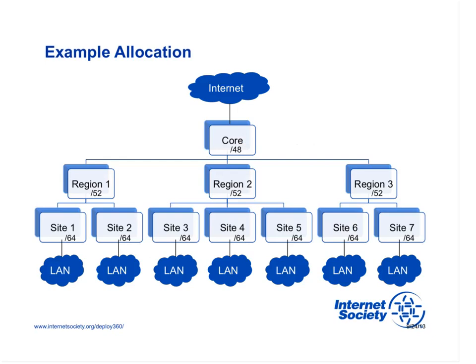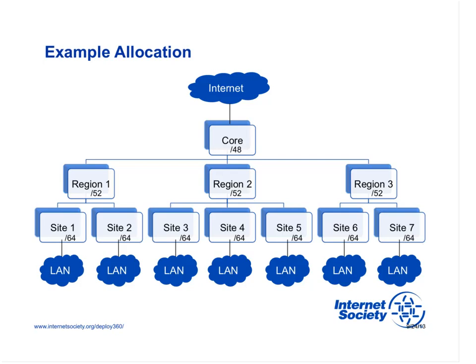So here's a picture. At the top level, there's the internet, and there's an assignment to this company of a /48, and a core router handles that. And so it has that /48. On the inside, it then allocates a /52 out to each of the different regional routers. So the router for region 1 gets a /52 that it can go and work with. The router for region 2 gets a /52. The router for region 3 gets a /52.